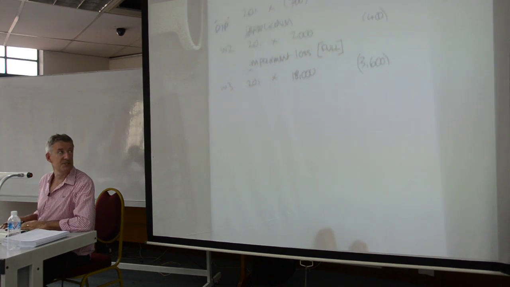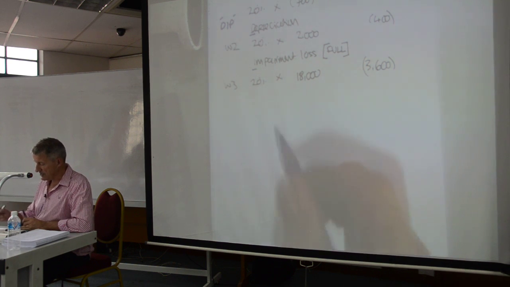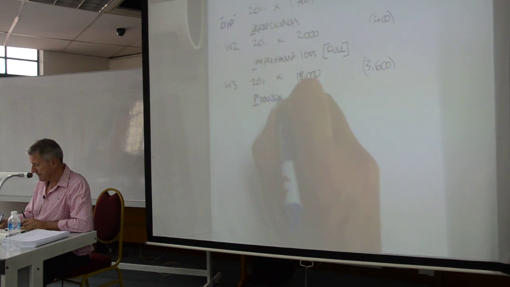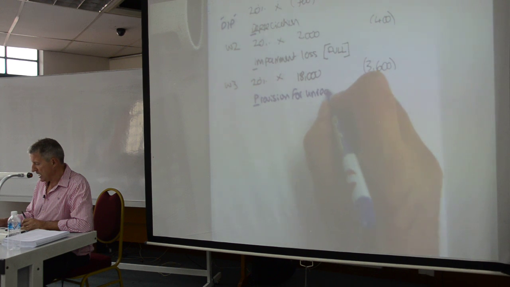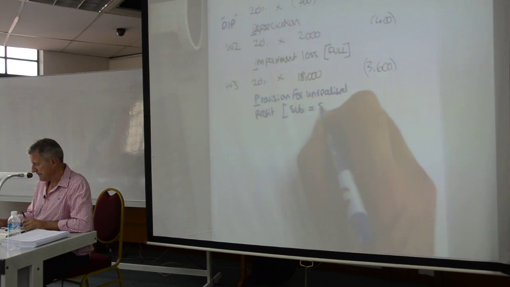Now, P doesn't exist in this particular question. So P would stand for provision for unrealized profit. If you have a provision for unrealized profit, for it to be affecting the NCI, the sub would have to be the same.